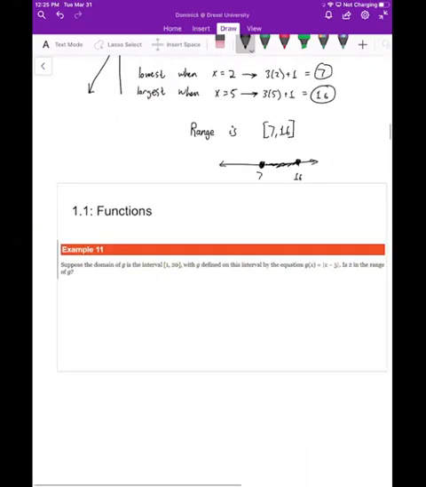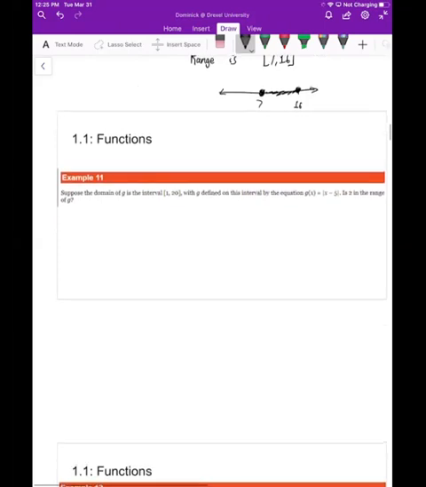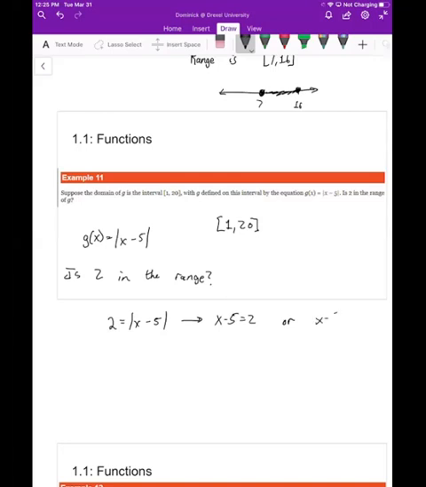Okay, another quick example: we're given that g of x is the absolute value of x minus 5, and the domain is 1 to 20. We want to know, is 2 in the range? Well, we set 2 equal to the absolute value of x minus 5. To solve an absolute value equation, you can either have x minus 5 equal to positive 2 or x minus 5 equal to negative 2.